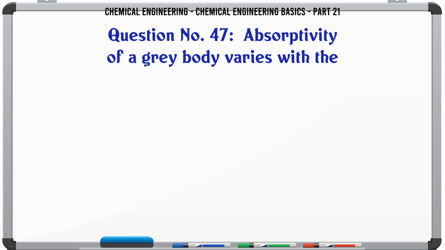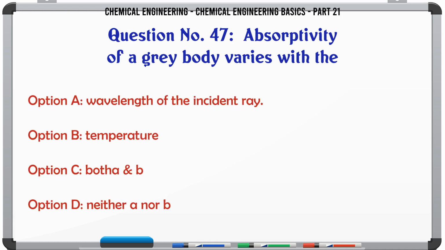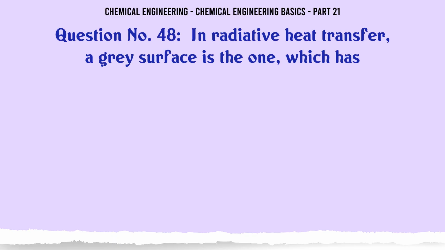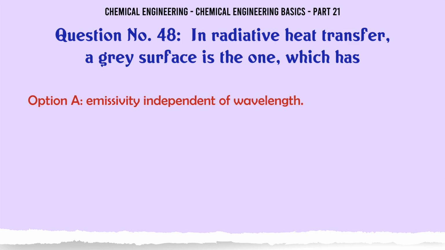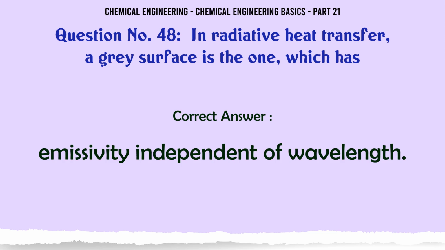Absorptivity of a gray body varies with the: A. Wavelength of the incident ray, B. Temperature, C. Both A and B, D. Neither A nor B. The correct answer is neither A nor B. In radiative heat transfer, a gray surface is the one which has: A. Emissivity independent of wavelength, B. Gray appearance to the eye, C. Zero reflectivity, D. Equal brightness in all directions. The correct answer is emissivity independent of wavelength.